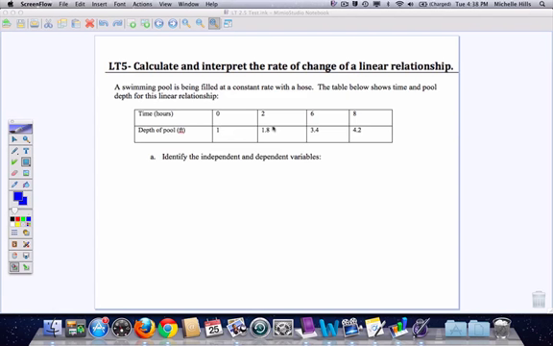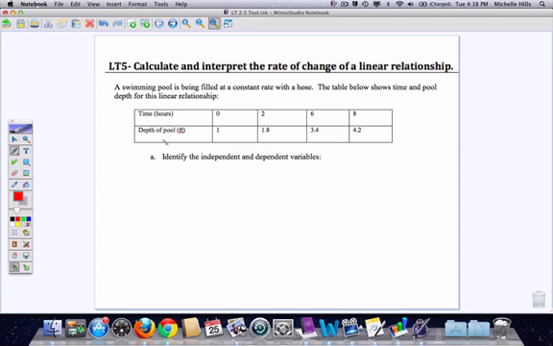So learning target 2.5 on the Unit 2 test is calculate and interpret the rate of change of a linear relationship, and then be able to, again, as we have in this entire unit, be able to give the real-world meaning, the real-world context of what you just found. Well, the first thing says to identify the independent and dependent variables.